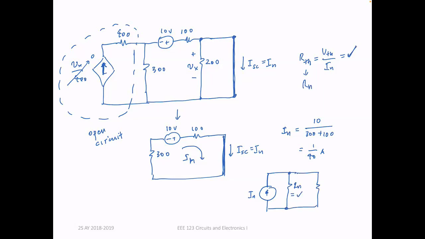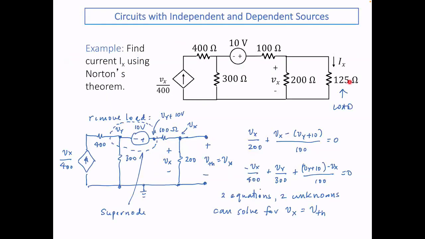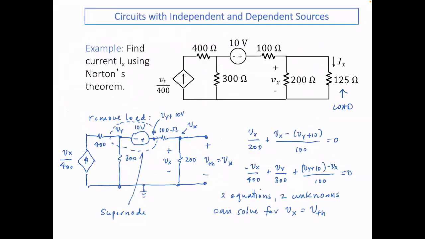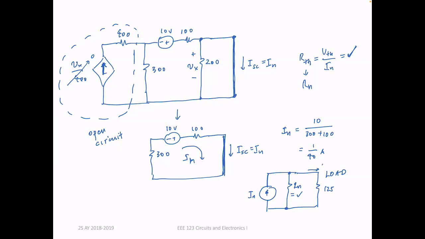Ibabalik ngayon natin yung load, which is 125. So this is now what we're computing for I sub x. So dapat masosolve na nyo for I sub x. So just complete the computations on your own. No? I already outlined exactly how you're supposed to do this.